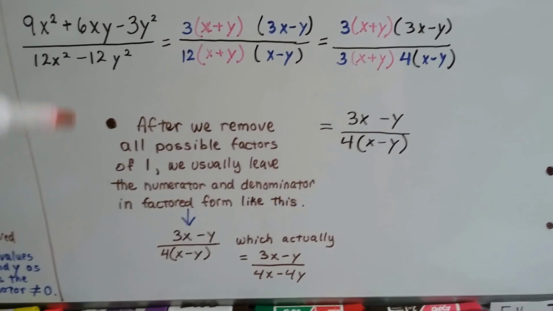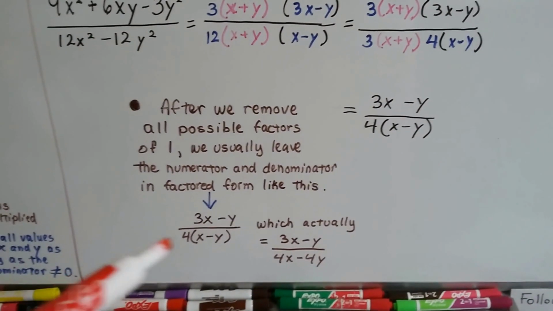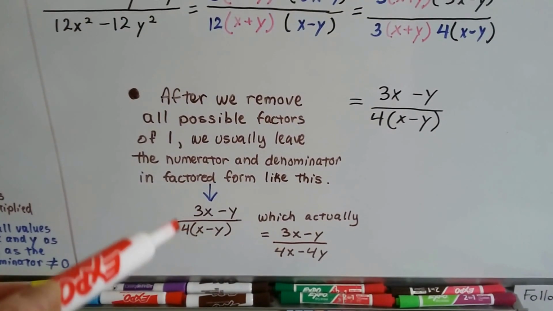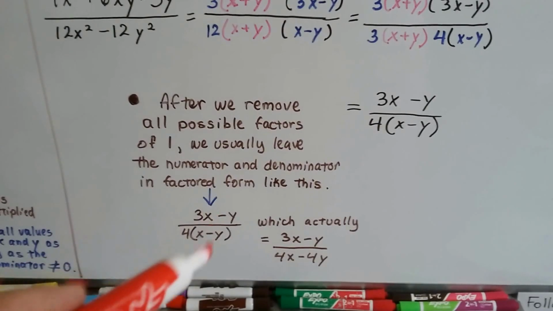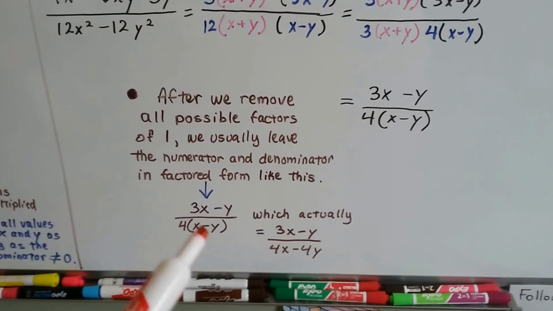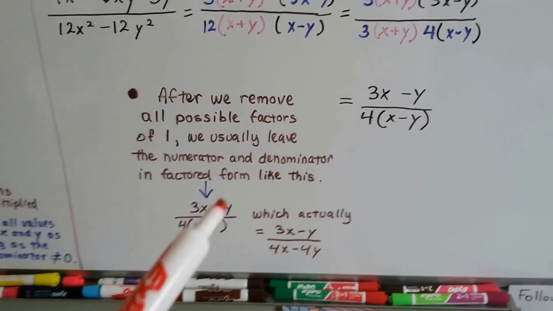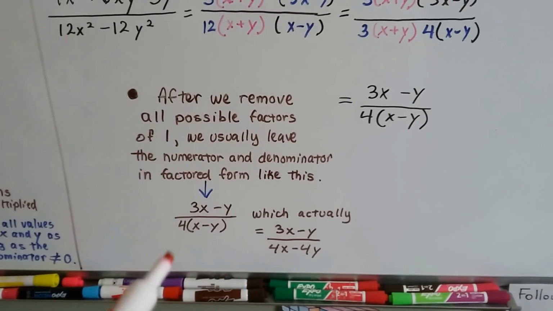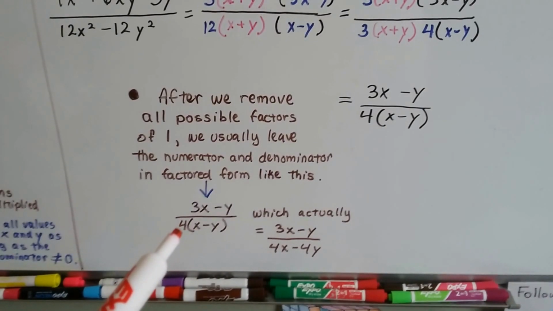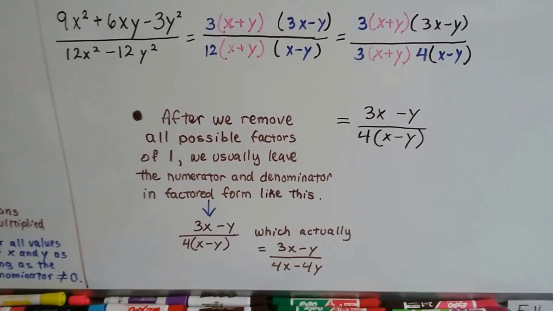And after we remove all the possible factors of 1, we usually leave it like this, with the numerator and denominator in factored form. Now we can't get rid of this x minus y, because if we distribute this 4 into the parentheses, we're going to have 4x minus 4y, see? So it's not the same thing. We can't do that. Because of those parentheses, we can't eliminate that x minus y. It has a different meaning down here in the denominator because it has to be distributed, see? So we usually just leave it like this, okay?